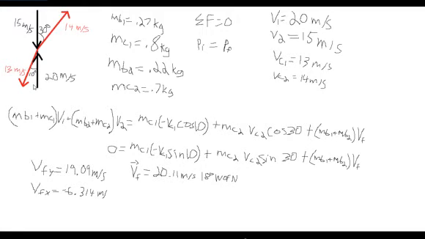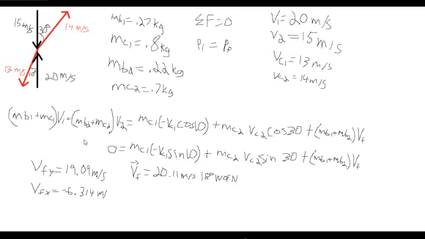Now for our x direction, there's no momentum in the x direction before, so that equals 0. So 0 equals the momentum afterwards: the mass of the first coconut times negative velocity of coconut 1 times sine 10, plus the mass of the second coconut times the velocity of the second coconut times sine 30, plus the mass of bird 1 plus the mass of bird 2 times the final velocity. So the final velocity in the x direction is going to be equal to negative 6.314 meters per second.